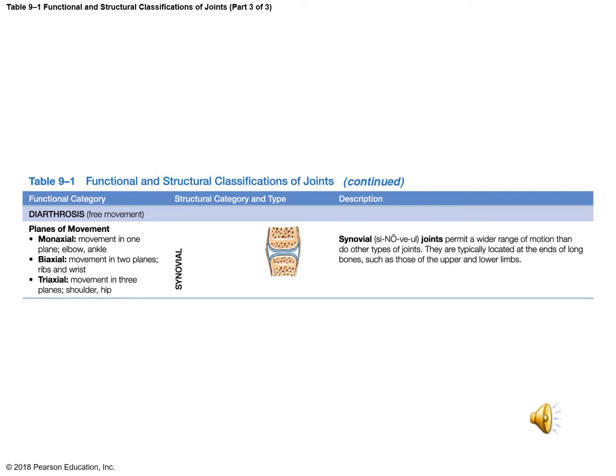The third functional group are the diarthrosis. These are the freely movable joints. There's only one type of these, which is the synovial joint. This allows for a wide range of movement, and these include your shoulder, your knee, your hip, and your elbow, as well as many other joints in the body.